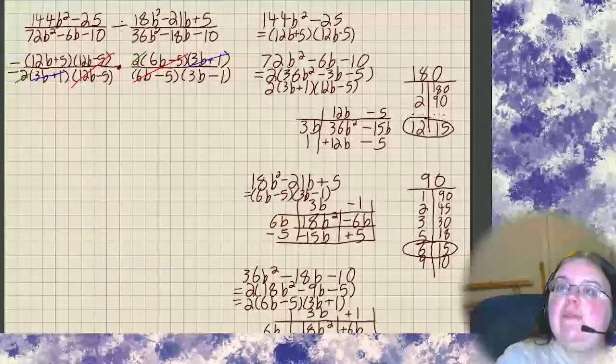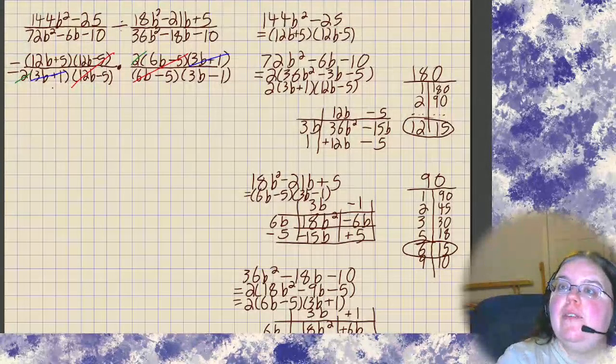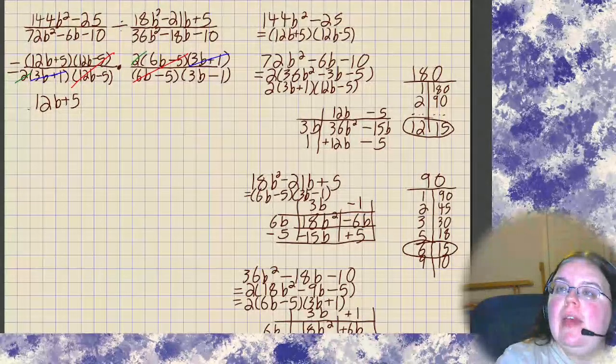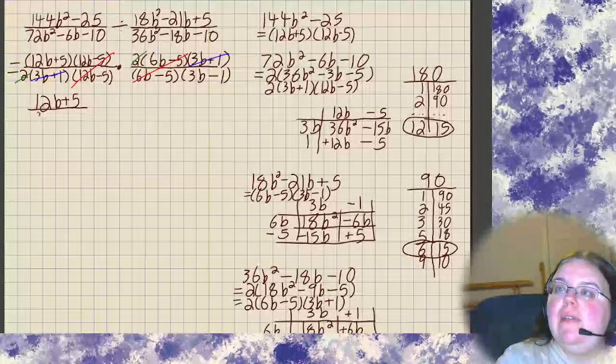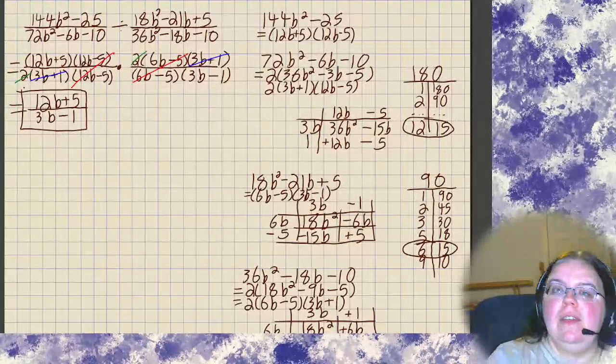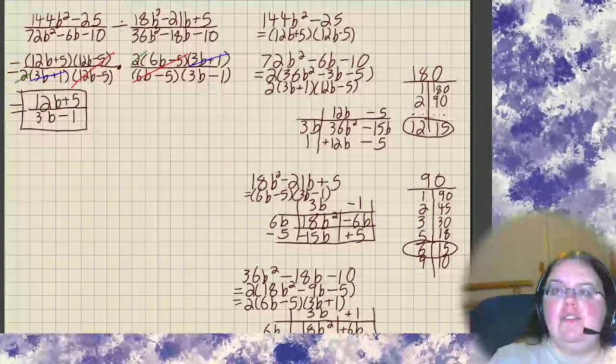Now I don't really have much left at all. Just one linear factor in the numerator, 12b plus 5, and one linear factor in the denominator, 3b minus 1. And so that is my final answer to this division problem.